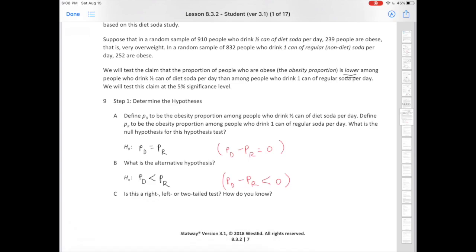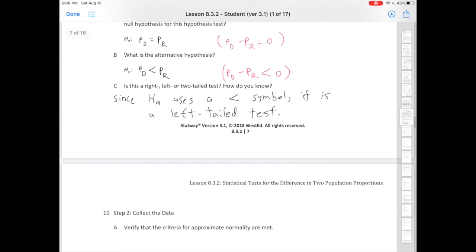Is this a right, left, or two-tailed test? And how do you know? Well, there is a less than symbol, so since the alternative uses a less than symbol, it is a left-tailed test. Okay? All right, let's keep going here.